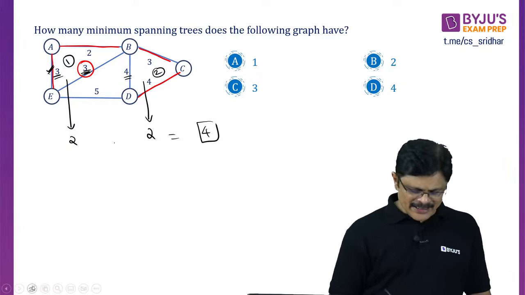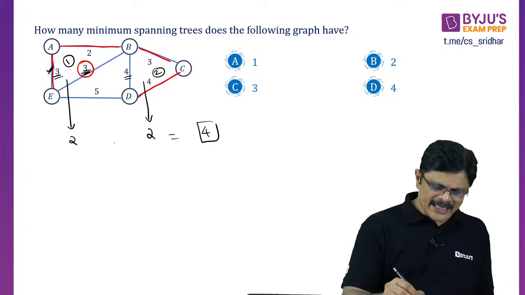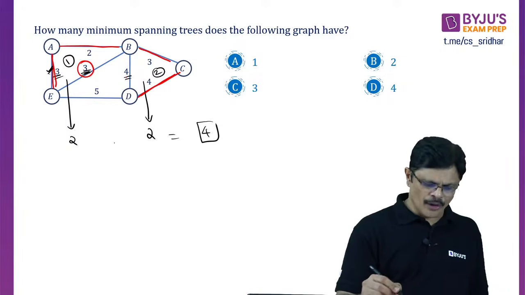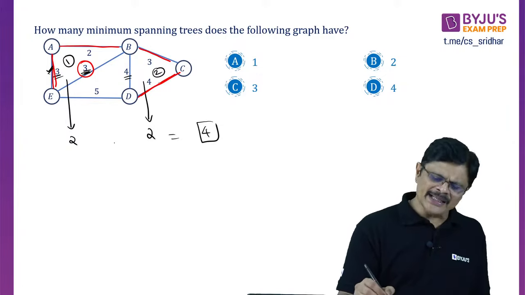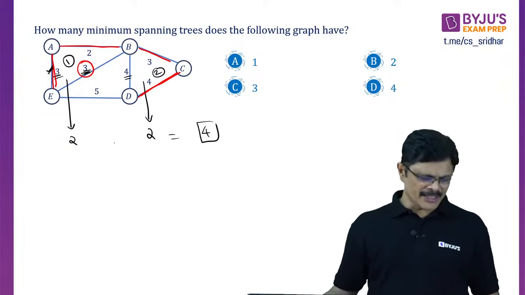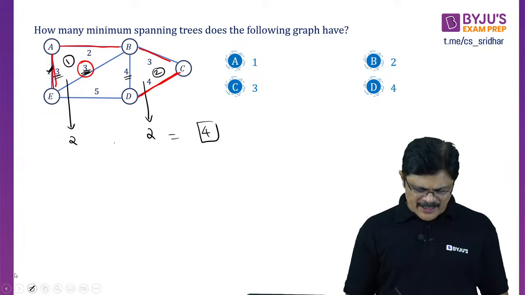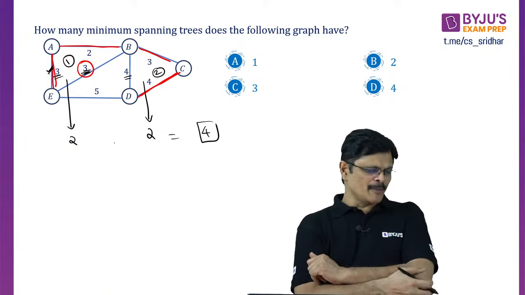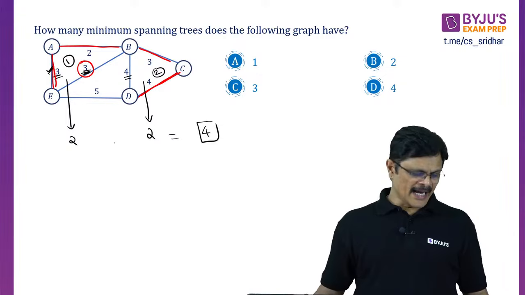See, the idea is like this. For this edge, either you can select this or you can select this. Or for this edge, either you can select this edge or the other edge. So total 4 possibilities will be there. So how many minimal spanning trees are possible, sir? 4 minimal spanning trees are possible, my dear friends. Am I clear?